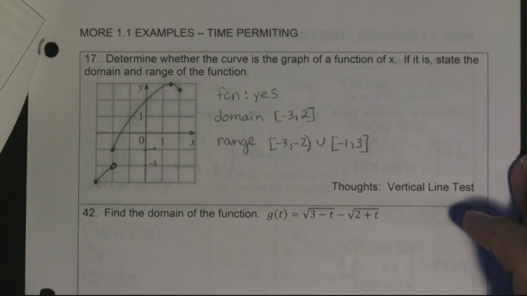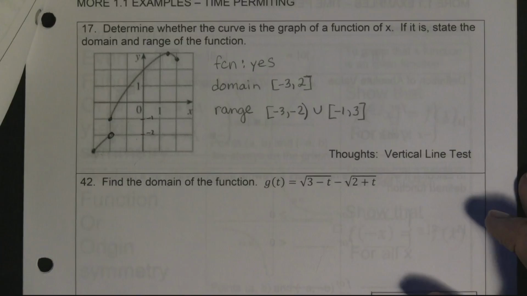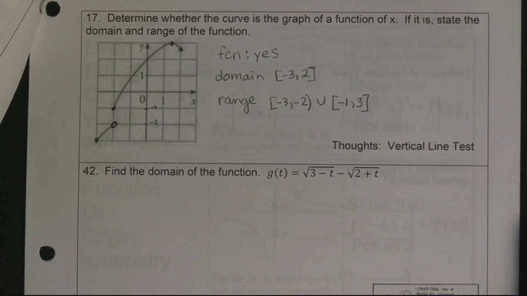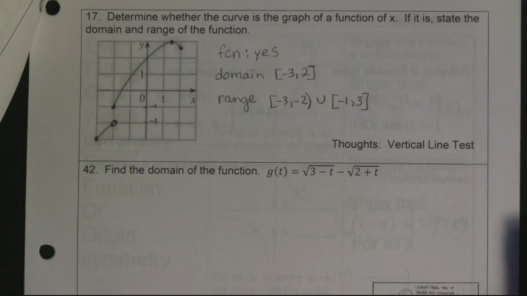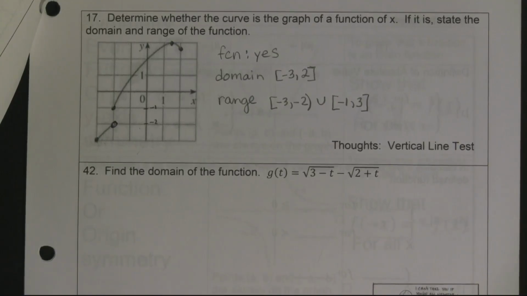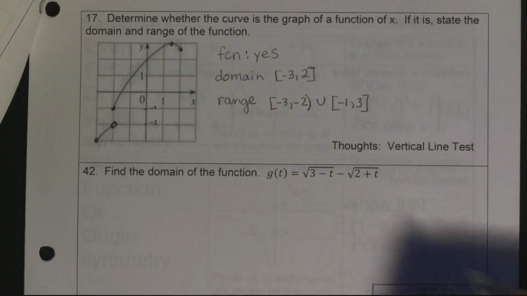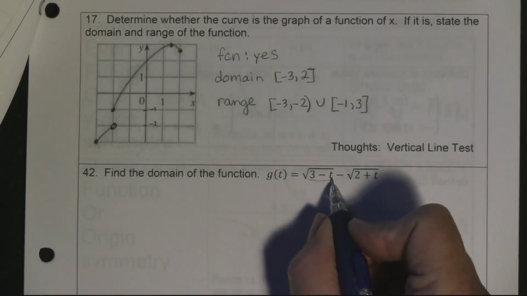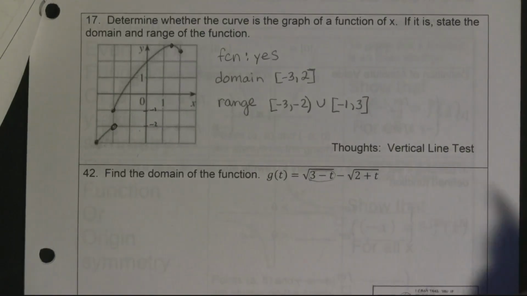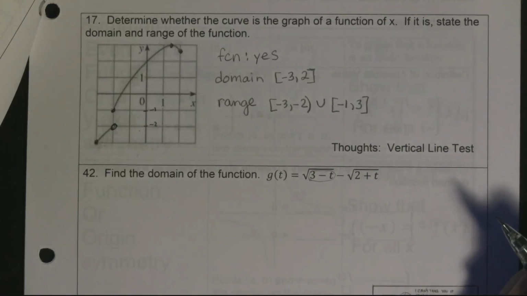Now they're asking us to find the domain of this function on 42. And so this is problem 42 out of your textbook on 1.1. And we're going to give a try to looking at it. I hope that you're noticing that there are square roots. And the deal with a square root is the underneath part, which is called the radical; the whole thing is the radical, and then underneath is called the radicand.